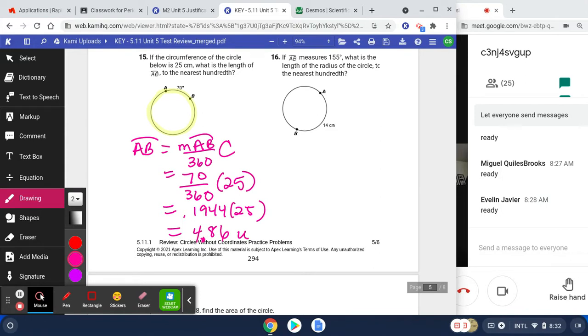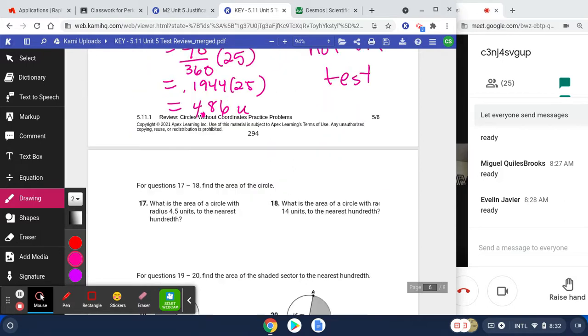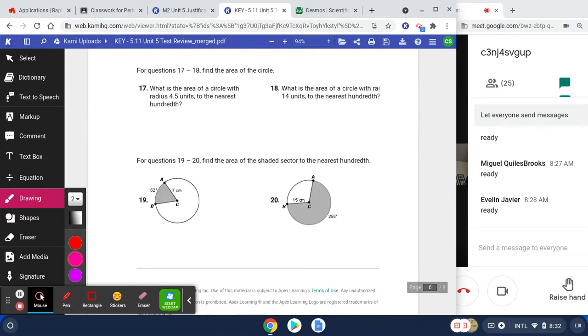Finally, if AB measures 155, what is the length of the radius of the circle to the nearest hundredths? We're skipping number 16. There's not going to be anything like this on the test where you guys have to work backwards to find the radius. Okay, because I'm close on time. I only wanted to go to 8:35 today. Remember, this key will be attached here. I want to scroll down to these little areas.